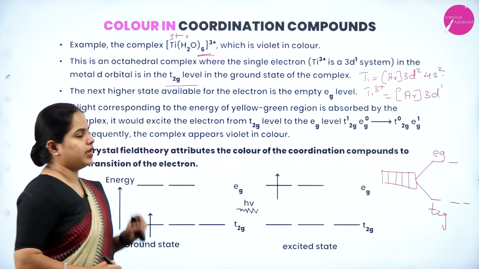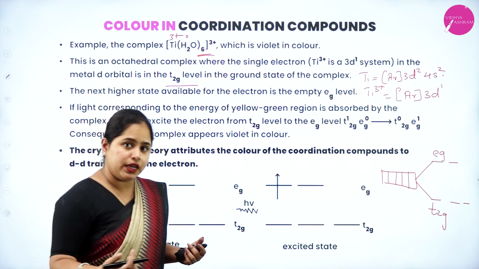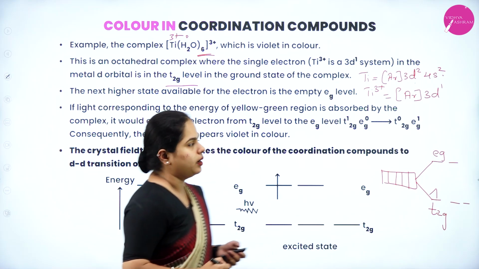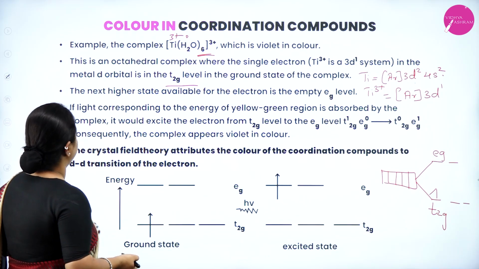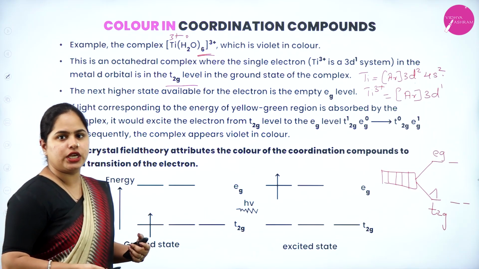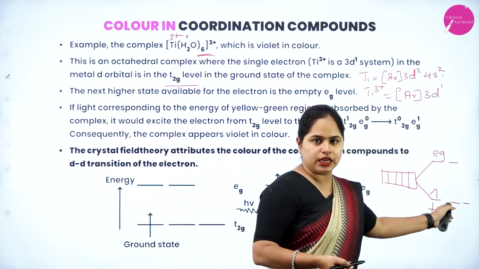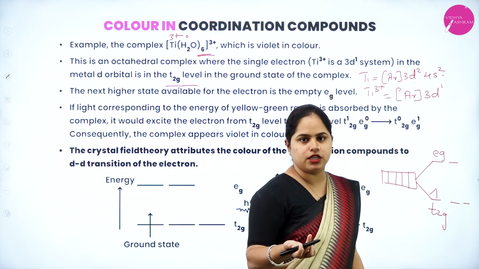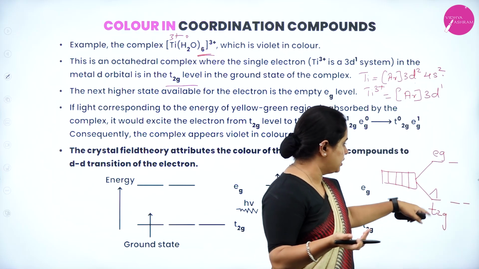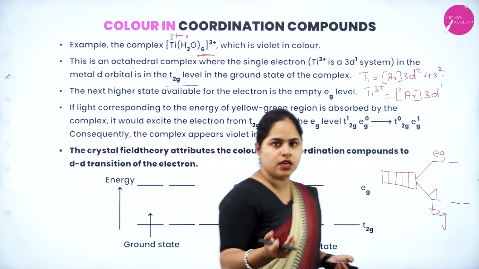So now, as said, in titanium 3+ only one electron is present. So of course, where will that electron be present? That will be present in the T2g orbital, right? So I hope it is clear. Now the next higher state available for the electron is the empty Eg level. These 3 T2g orbitals have the same energy. Now which is the higher energy level here? That is Eg, which is free, right?